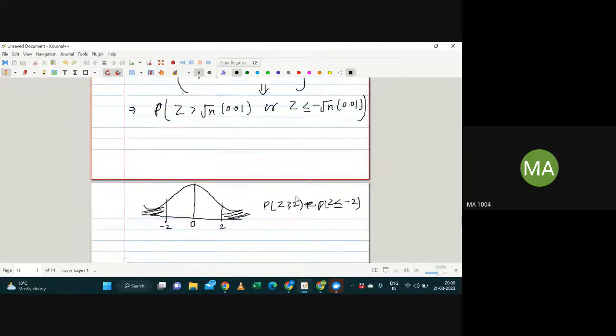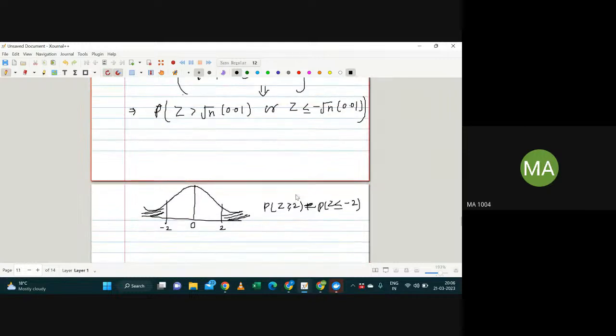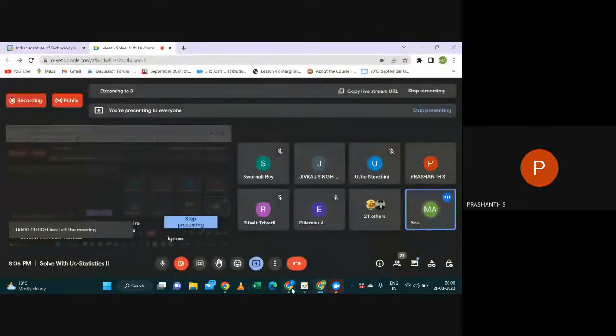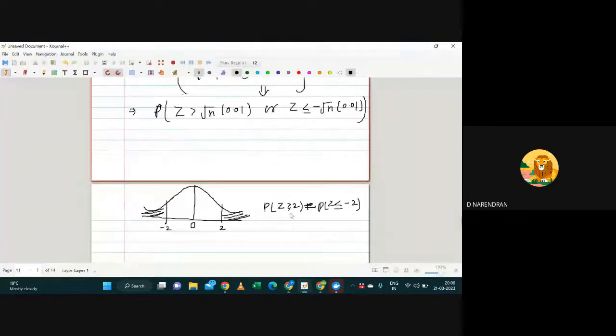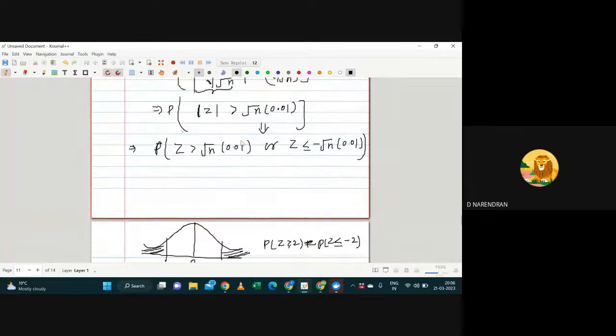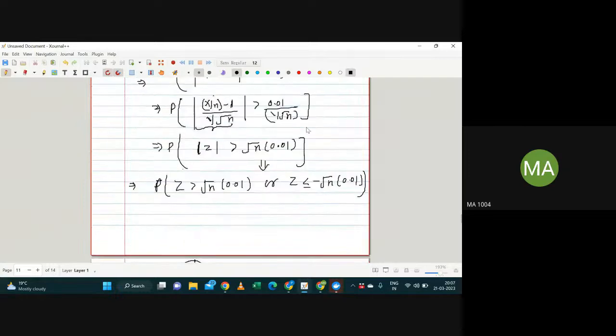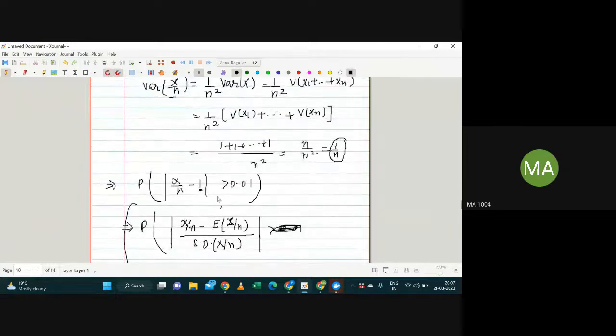Is it okay for everyone? Yes, sir. Sir, actually, is z greater or less than the standard normal? For both sides it will come, sir. No, I will come to that point. I'm just computing this part. I will come to this 0.01 also. No need to worry about it.